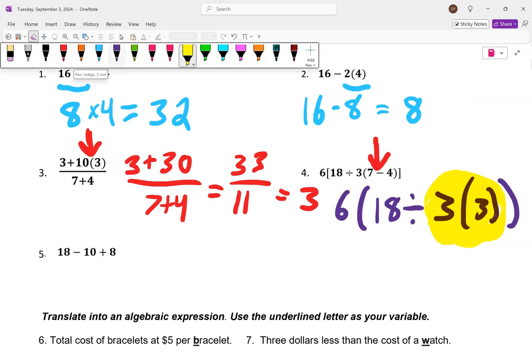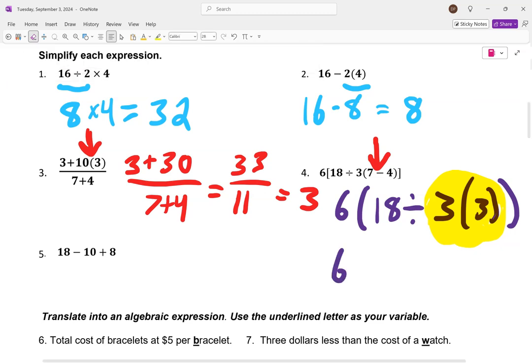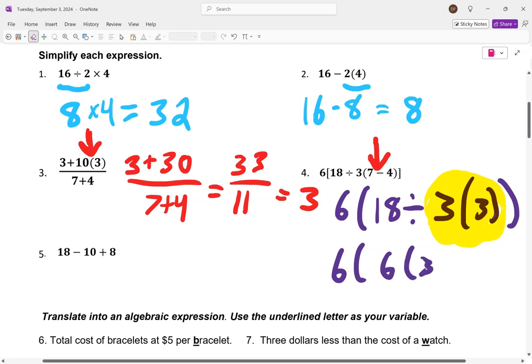Okay, so we do 18 divided by 3, right? So 6 times 6 times 3. Right, because that became 6 times 3. Okay, so that makes 6 times 18, which makes 108. Woohoo!